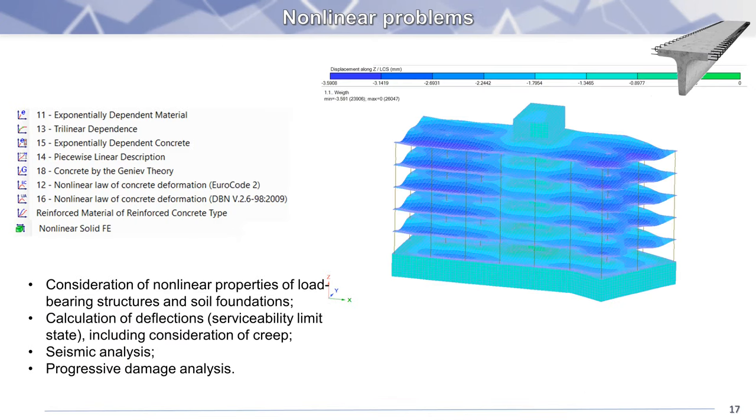In addition to design calculations of required reinforcement and verification according to standards, we can perform direct nonlinear calculation of reinforced concrete structures with specified reinforcement. These calculations are relevant for structures where the linear properties of the material don't allow achieving sufficient result accuracy. It is also convenient for the calculation of deflections and taking into consideration the creep of concrete, for direct dynamic analysis, including seismic and progressive damage. LIRA supports several types of nonlinear materials for concrete and reinforcement. You can find the best model which is suitable for your problem.